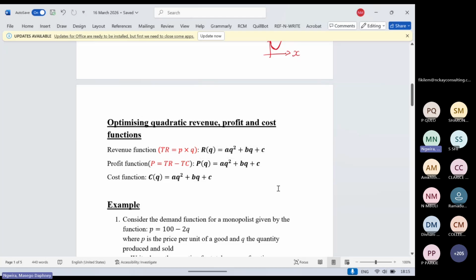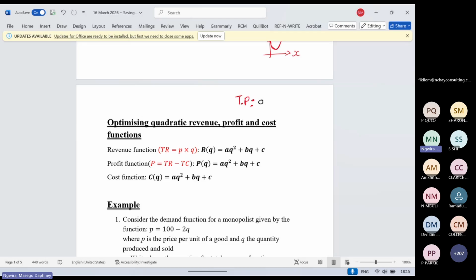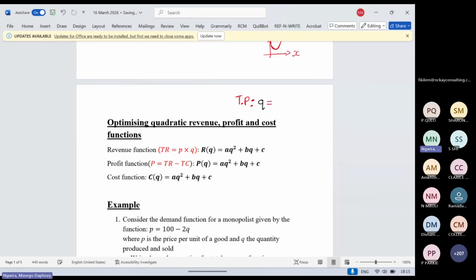In this case, Q is our X. All the formulas that I taught you apply. So it means that my turning point here is going to be Q. Instead of X, I'm going to have Q. So Q is equal to negative b over 2a.